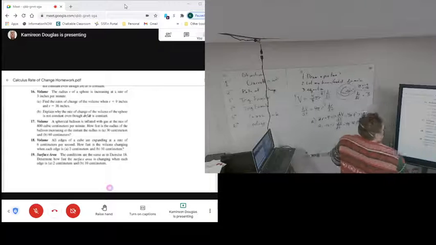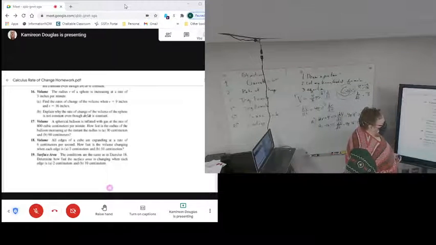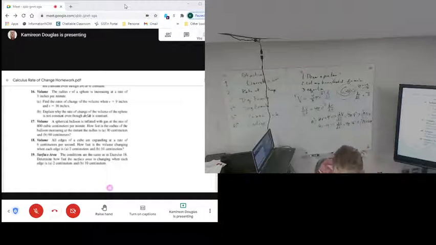Oh, wait, sorry. B. Explain why the rate of change of the volume of the sphere is not constant, even though dr/dt is constant. How would I explain that? I explained how the two relate to each other. I did not explain why one is constant and one isn't.